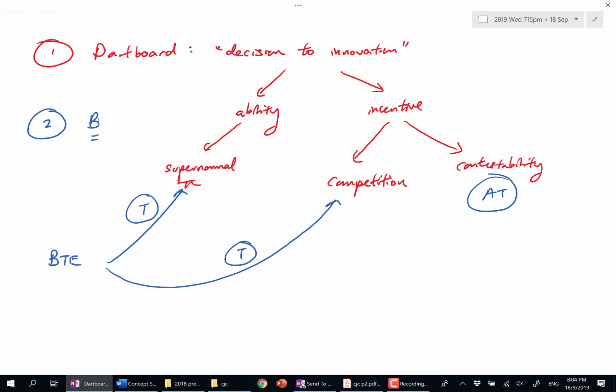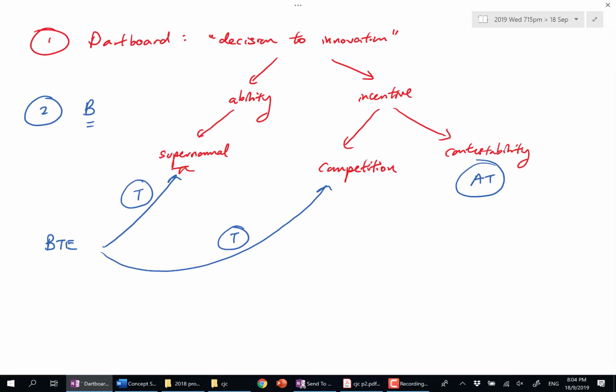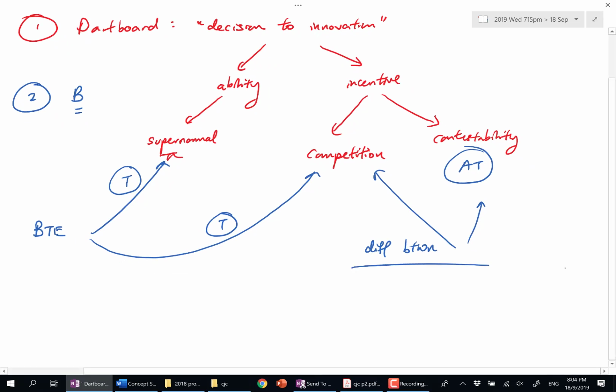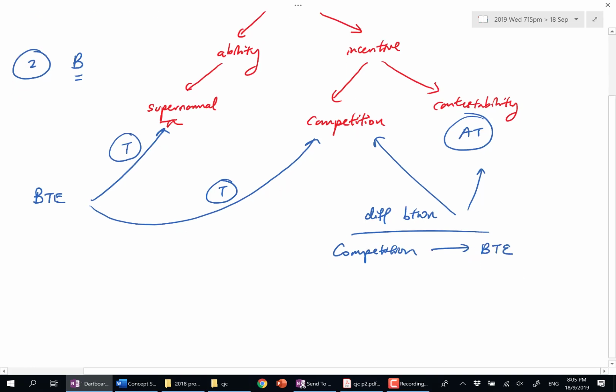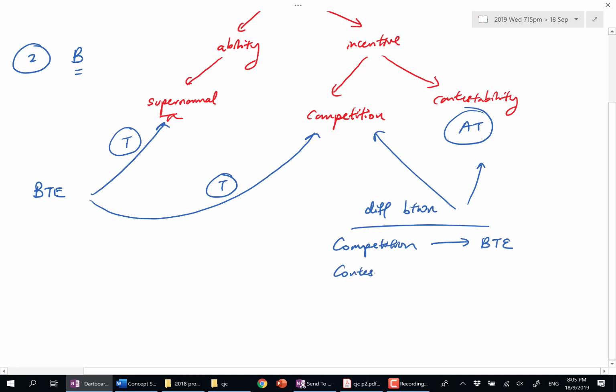But let me go one step further. What is the difference between contestability and competitiveness? I'll be the first to admit they overlap a lot. Competition is a function of barriers to entry. Contestability is a function of ETC.